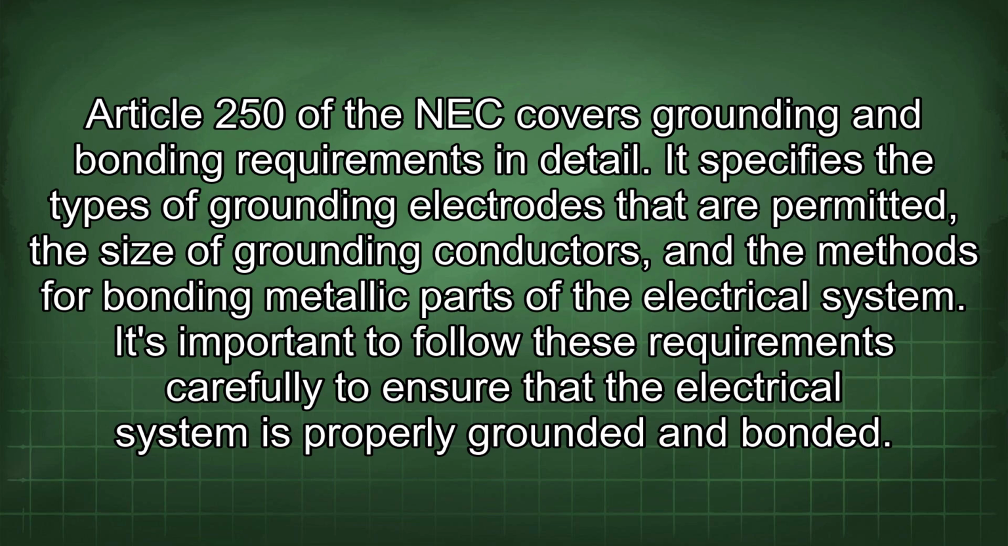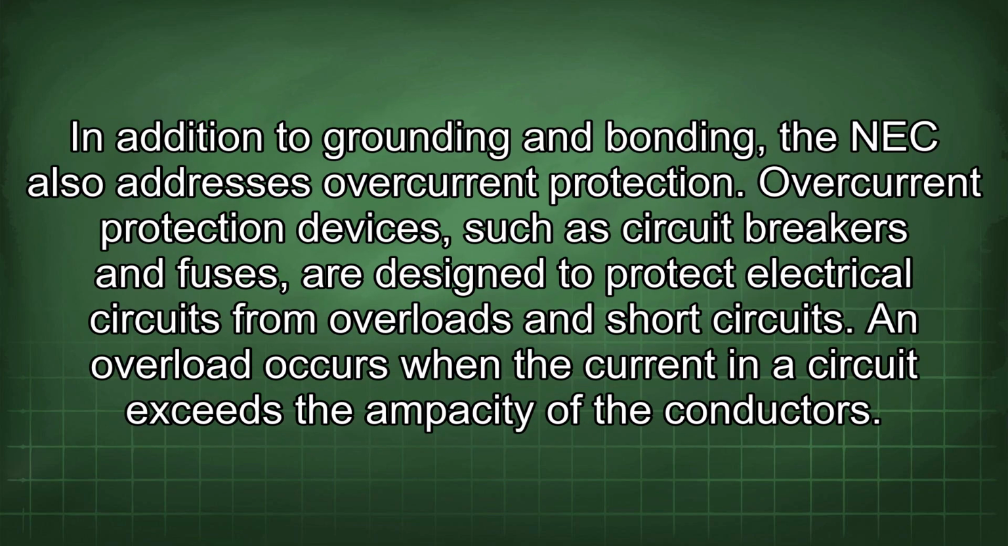It specifies the types of grounding electrodes that are permitted, the size of grounding conductors, and the methods for bonding metallic parts of the electrical system. It's important to follow these requirements carefully to ensure that the electrical system is properly grounded and bonded. In addition to grounding and bonding, the NEC also addresses overcurrent protection.